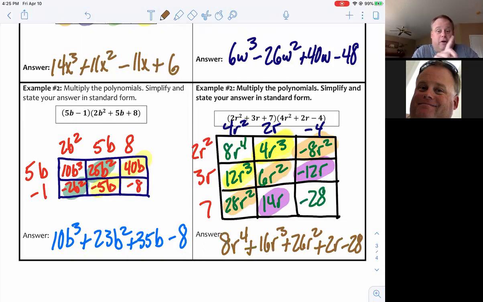All right. Well, hopefully you enjoyed FOIL day. Binomial times a binomial. FOIL: first, outside, inside, last. Other than that, this completes week number 5.